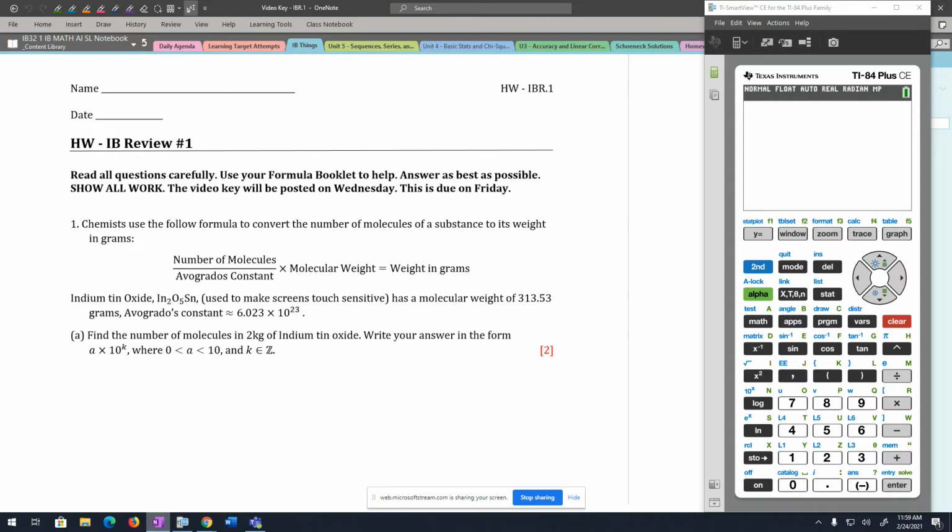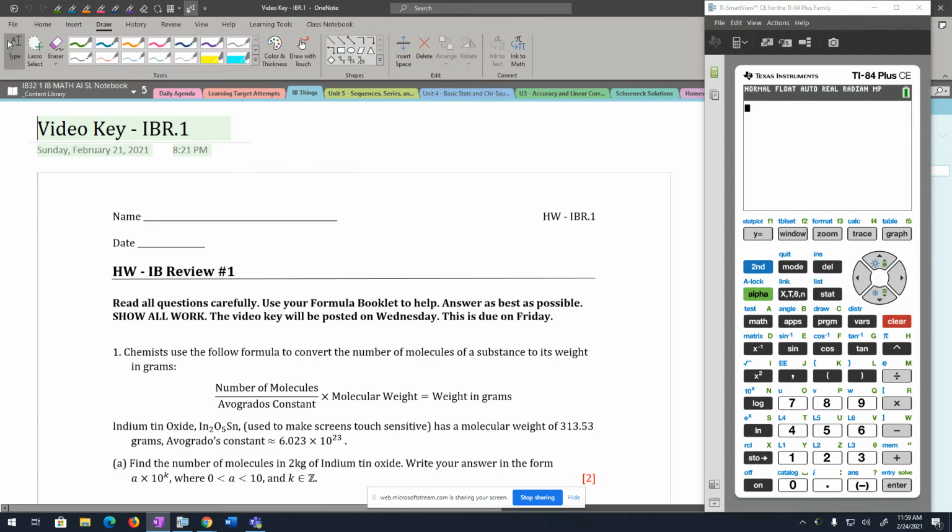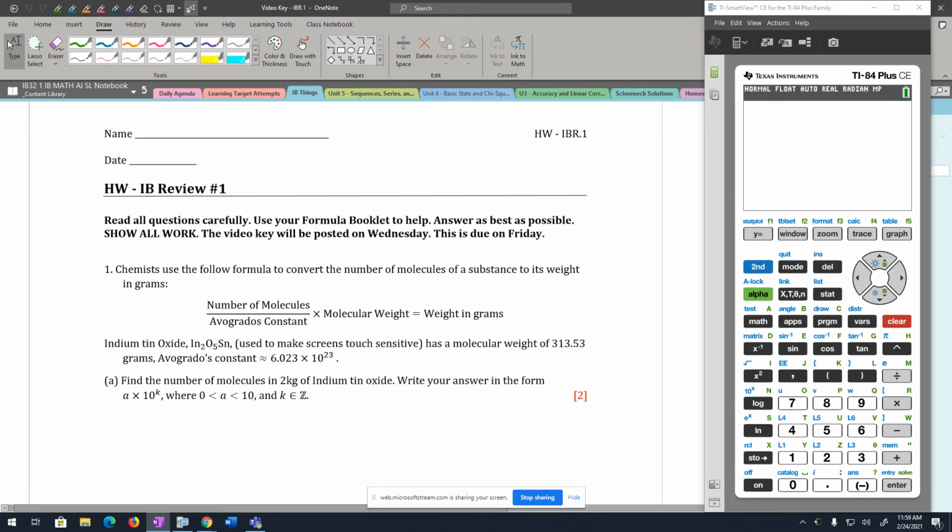Write your answer in the form A times 10 to the K, where A is less than 10, greater than 0, and K belongs to the set of integers. So before I start, I am going to highlight some of these things in our formulas here. We've got the number of molecules, we've got Avogadro's constant, we've got the molecular weight, and we've got the weight in grams.